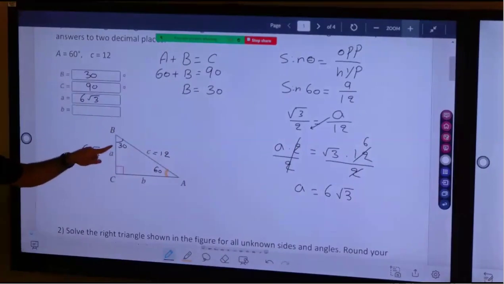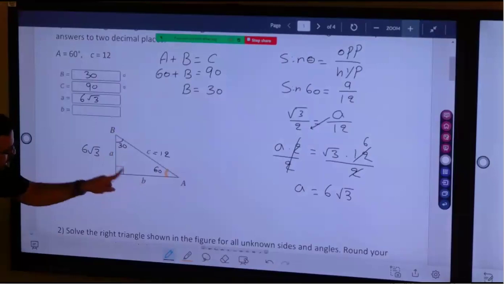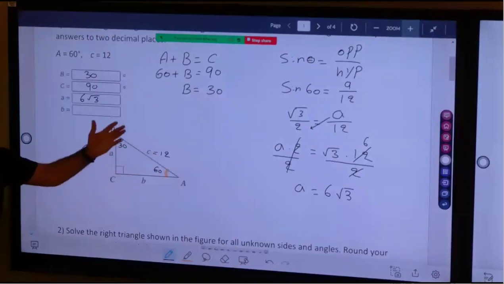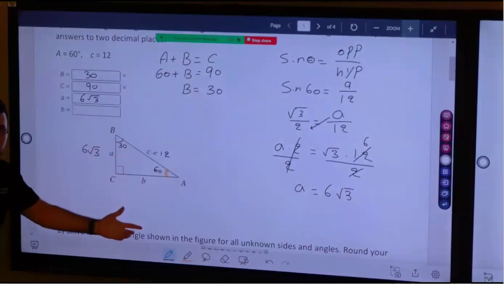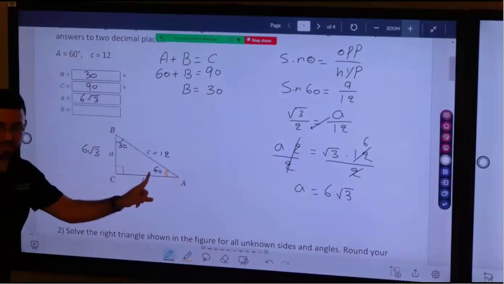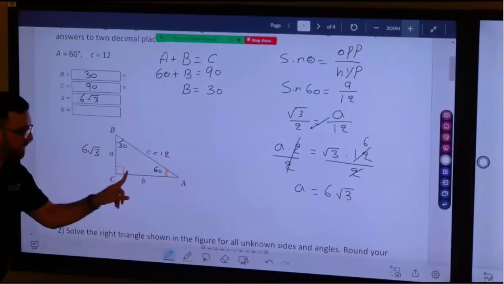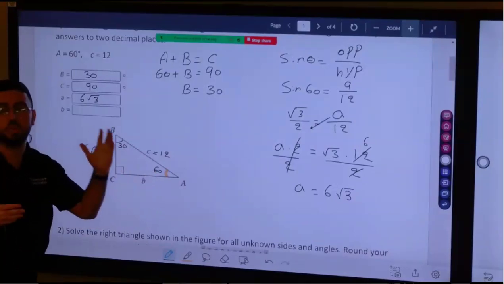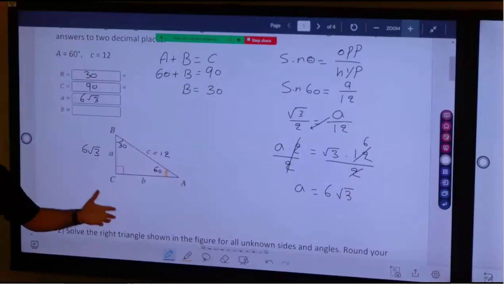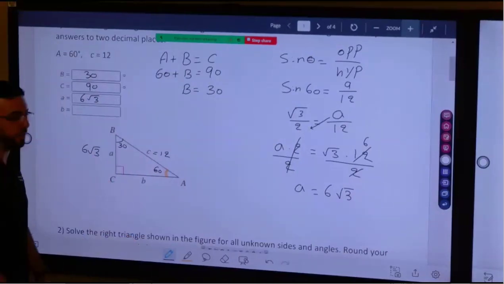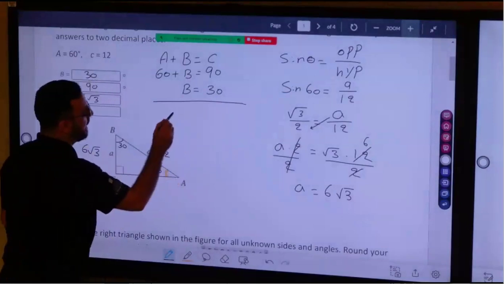Can you use sine B? I can use sine B, because sine B equals opposite over 12. You can use sine B. You can use the Pythagorean theorem. You can use the angle 60, but I'm going to use cosine 60 or tangent. Cosine 60 is going to be B over 12, so it's up to you which way you're going to use. The Pythagorean theorem, yes, you can use it.